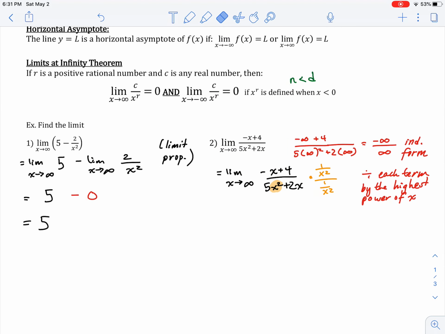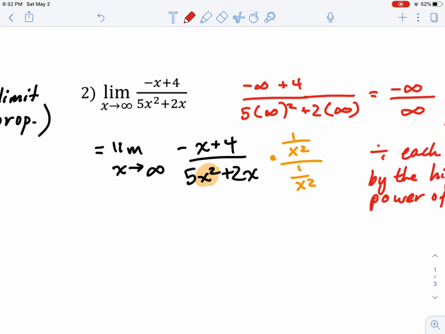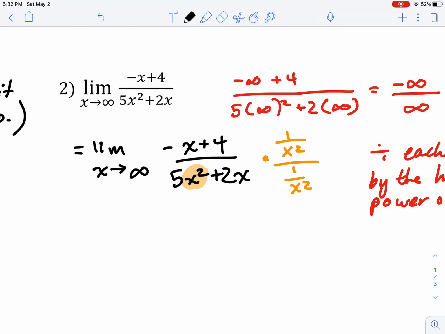And why are we doing this? Because this is our way of applying the limits at infinity theorem, right? Because we know that if we can rewrite this with a constant in the numerator and x squared in the denominator, each term will effectively become 0, where that is the case. Here's what I mean. Let's actually divide, and hopefully that'll make more sense.